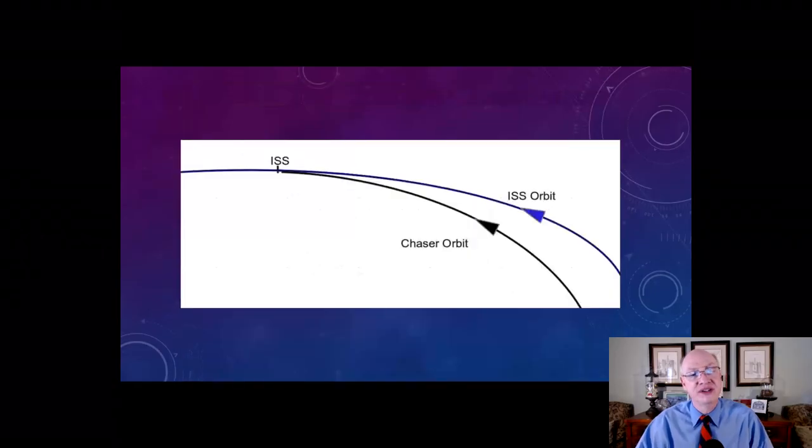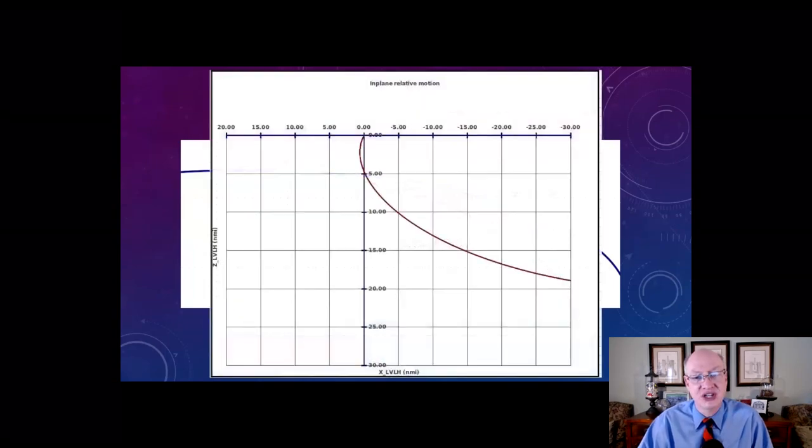In fact, what the docking looks like from the outside is it looks like the chaser spacecraft is coming up and matching the orbit with the International Space Station. What it looks like from the space station is that the chaser spacecraft is coming up from below in a faster orbit, actually comes out in front of the space station and then comes back and docks with the space station like that.